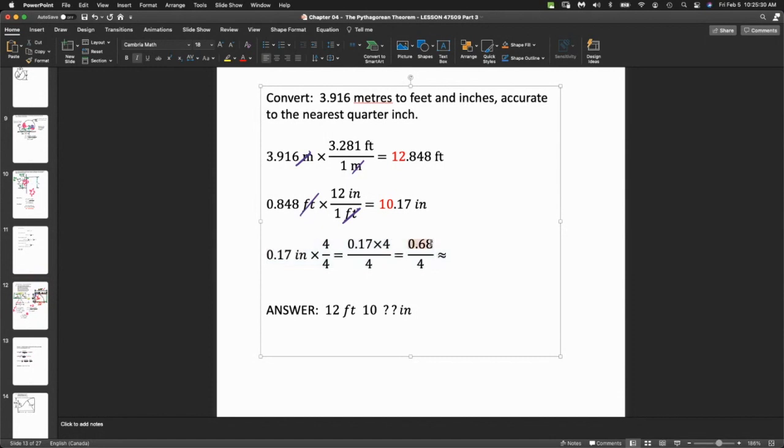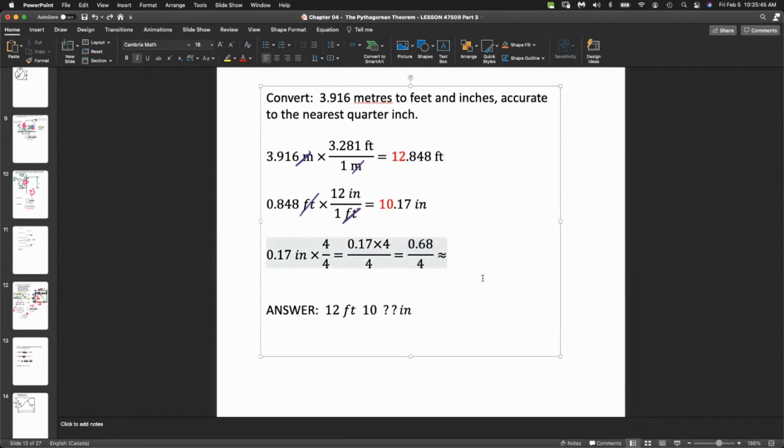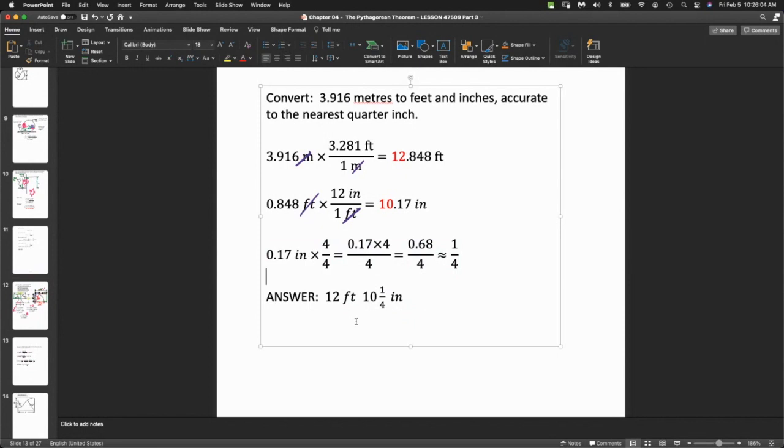Final step. This numerator, see this numerator here? Is it closer to 0, 1, 2, 3? What is it closest to? 0, 1, 2. Oh, thank you, Maha. Whoa, I just did something silly. It's a quarter. And that, my friends, is the answer. Understood? That is how you convert to quarter inch. Tic-tac-toe all the way down.